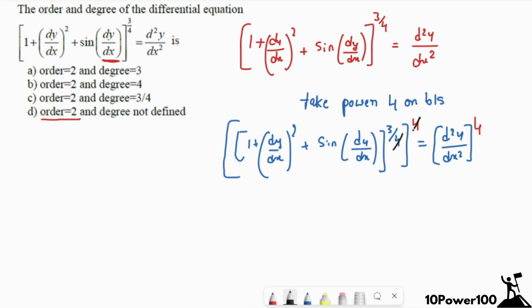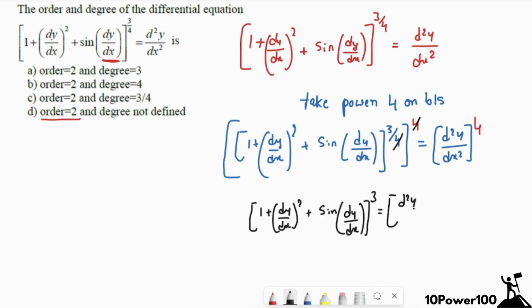Now we can cancel this and this. Now it is reduced to a cubic polynomial, right? So it is (1 + dy/dx)² + sin(dy/dx) the whole power 3 is equal to (d²y/dx²) the whole power 4.